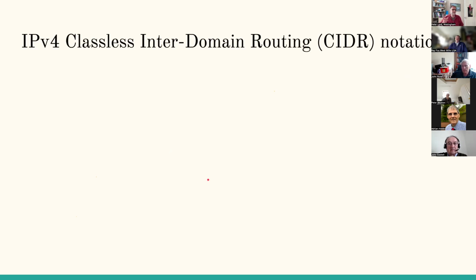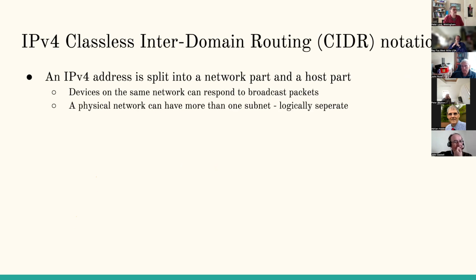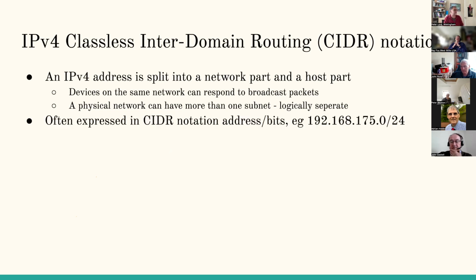Now, actually, I'll do this. I've got a couple of slides in the wrong order, so I'm going to go back in a minute. I want to introduce you to what's called classless interdomain routing notation, CIDR. So an IPv4 address is actually split into two parts. There's a network part and a host part. And so devices that have the same network part of the IP addresses can communicate with each other. So a physical network can actually have multiple networks, multiple addresses, and they can be logically separate.